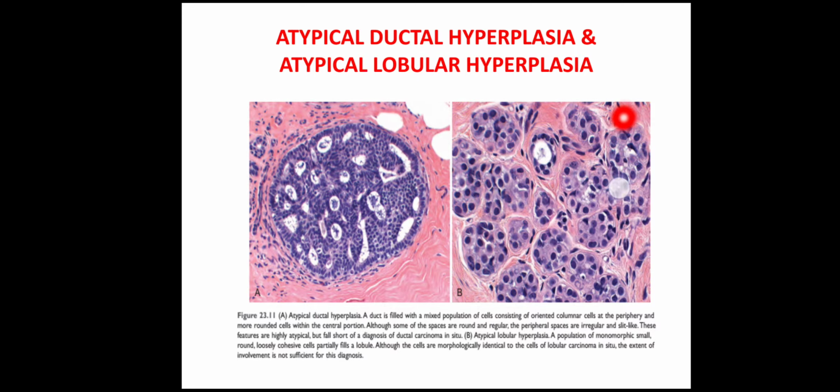in situ. Now the picture on the right is that of atypical lobular hyperplasia. I told you that the lobule is composed of numerous acini. In atypical lobular hyperplasia, there are small and monomorphic cells which are discohesive. Discohesive is a feature of lobular tumors. They will be seen filling the lobule only partially. So the cells are similar to the cells of lobular carcinoma in situ, but the involvement of the lobule is less. It will involve a lesser number of acini as compared to lobular carcinoma in situ.